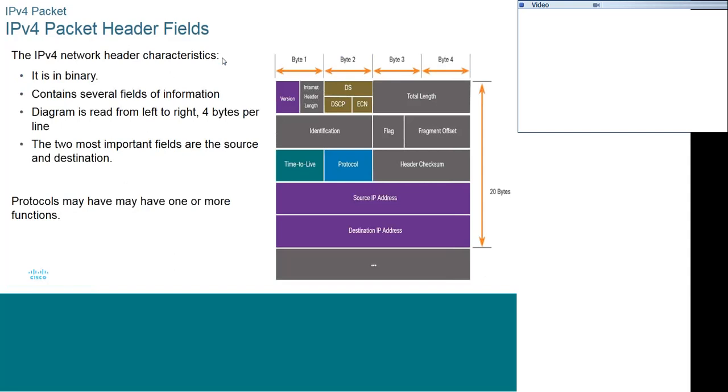Here we can see the header. It contains different fields with different sizes in bytes. The most important things here are the source IP address and destination IP address. Also, the TTL, time to live, when it comes to 0, prevents the packet from having an infinite loop cycling inside the network. And it has many other pieces of information that make it possible for the packet to be delivered to the destination.